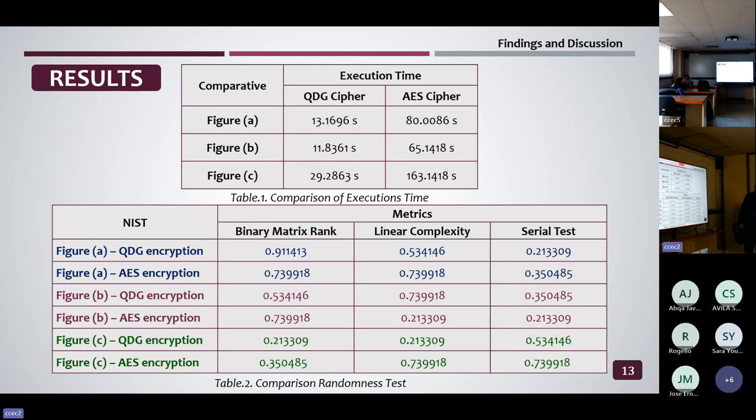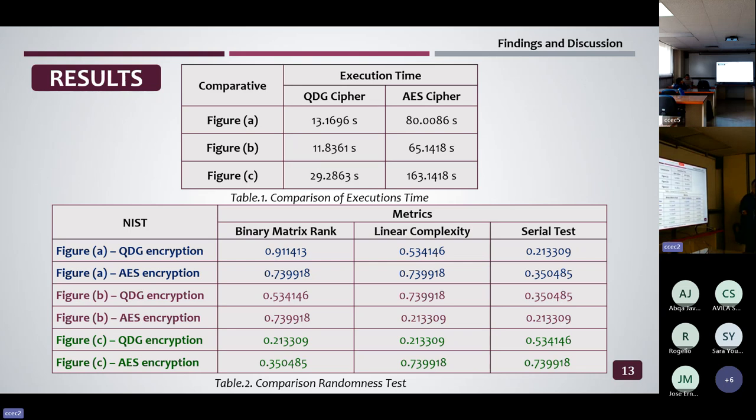For the NIST, I take three metrics for evaluation of the structural complexity, linear independence, and frequency distribution. The binary matrix evaluates the linear independence, the linear complexity measures the sequence complexity based on the shortest linear recurrence length, and the serial test analyzes the frequent bit sequences.